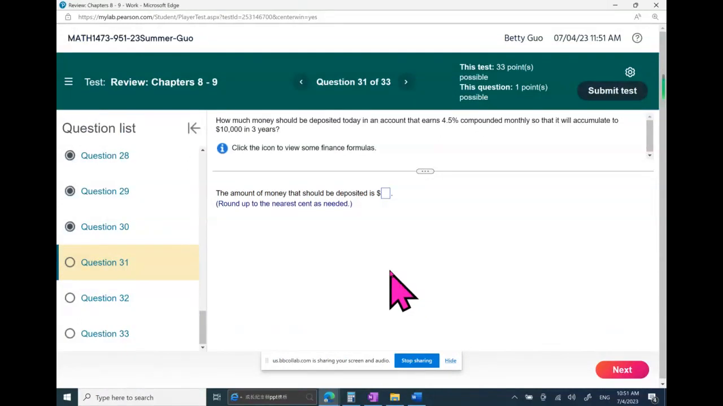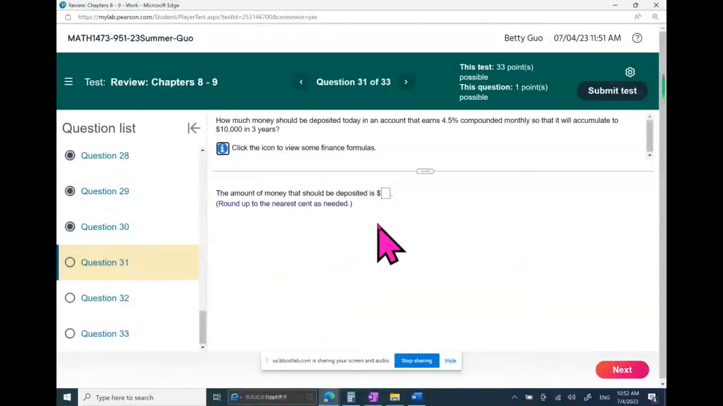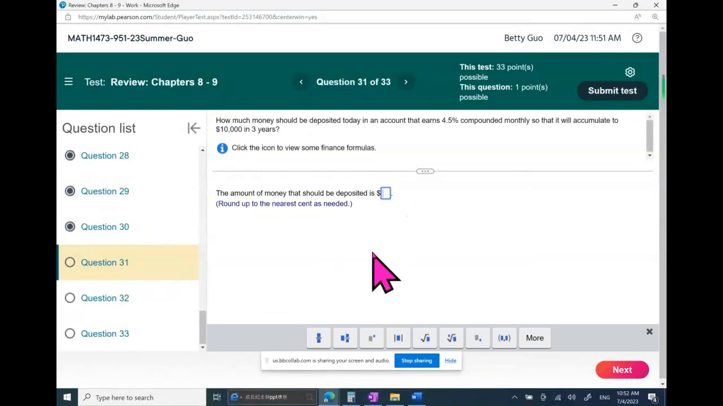How much money should be deposited today in order to get 10 grand in 3 years? So this is about compound interest as well. If you use a formula, the second formula is the formula you're going to do, okay? So I'm going to use both methods, but I'm not going to demonstrate on the camera.